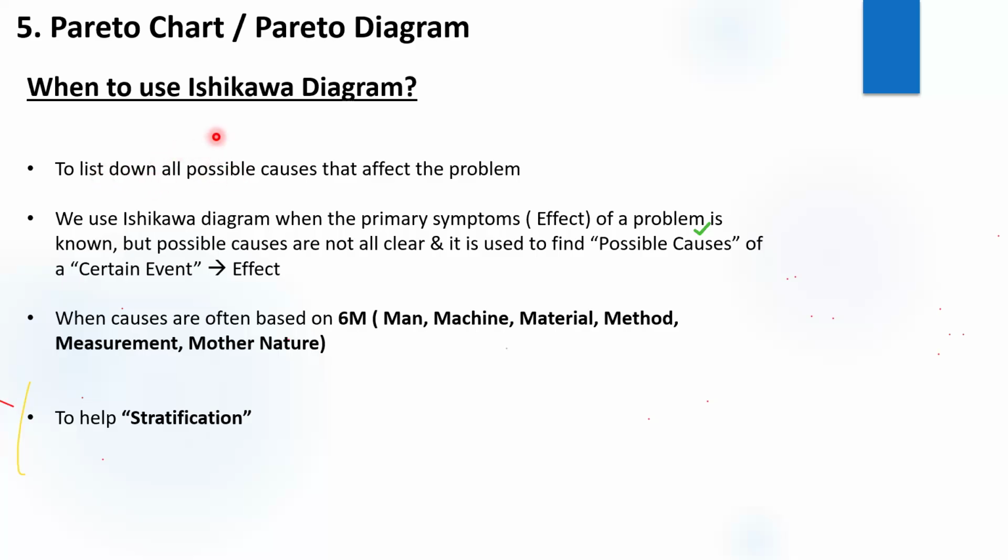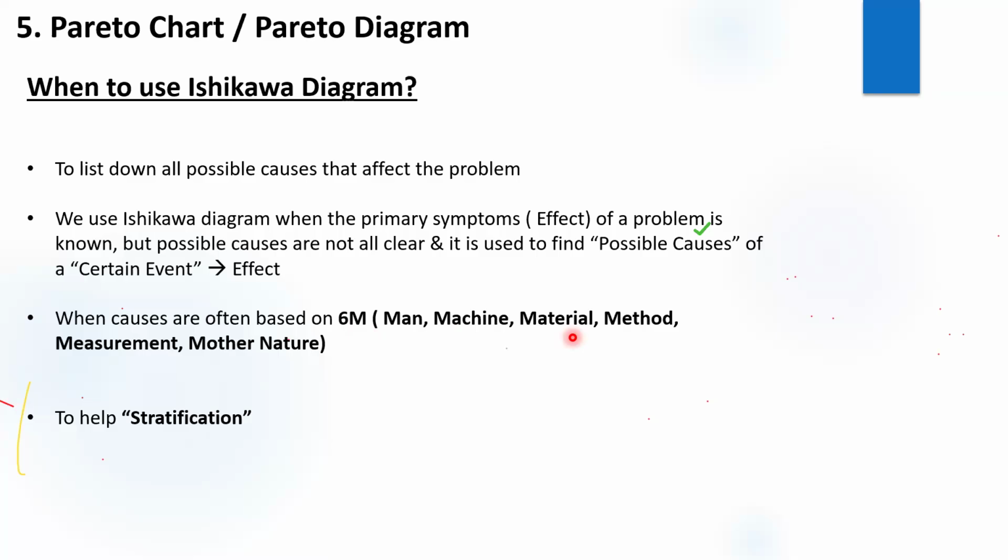When to use Ishikawa? When we are listing down all the possible causes which are affecting the problem. I don't know out of these possible causes which causes are significant, but firstly I need to list down all the possible causes. That is first. Second, when the causes are often based on 6M, means we know that the problem is from the 6 causes. 6M means man, machine, method, material, measurement, and mother nature. So these are called 6M.